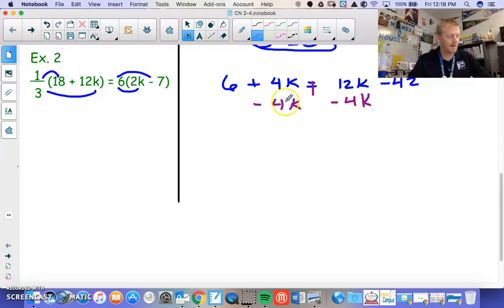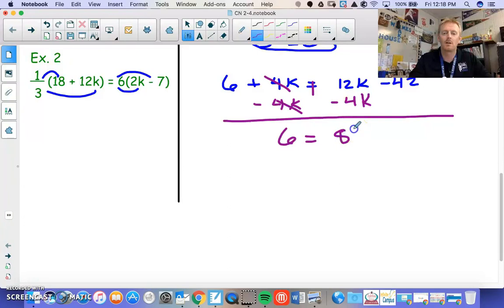that is then equal to 0 on the left side. We'll have a 6 and then an 8k on the right, minus 42. Now because we're trying to get everything from one side to the other side, we're going to get rid of this minus 42 by adding 42.